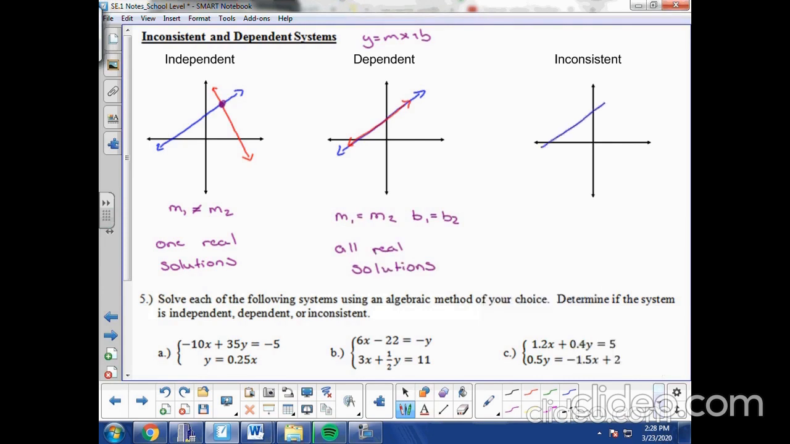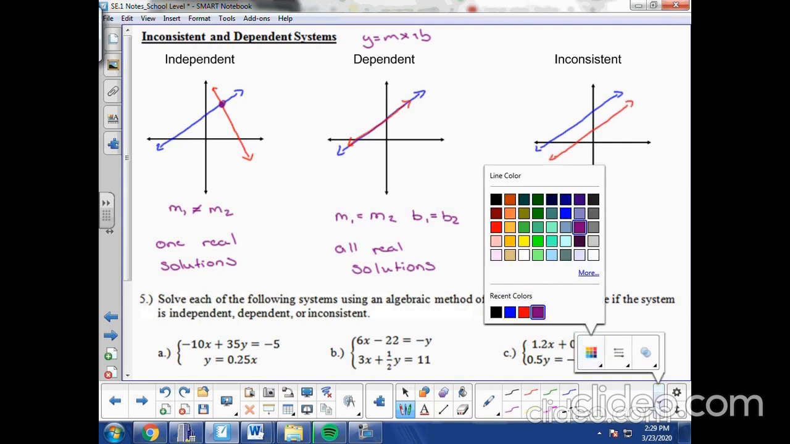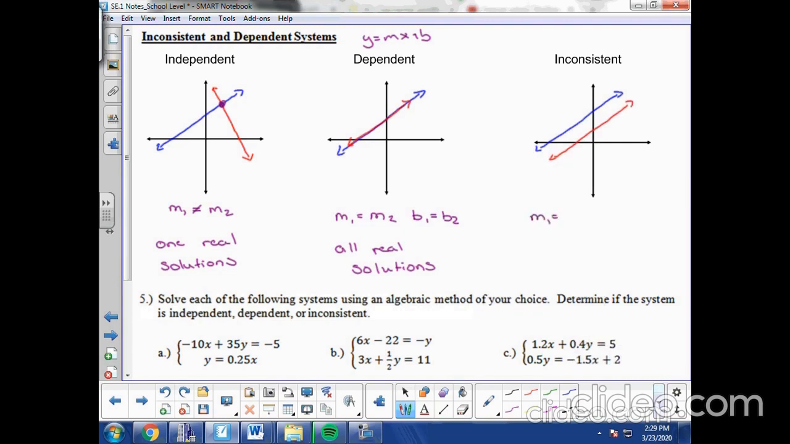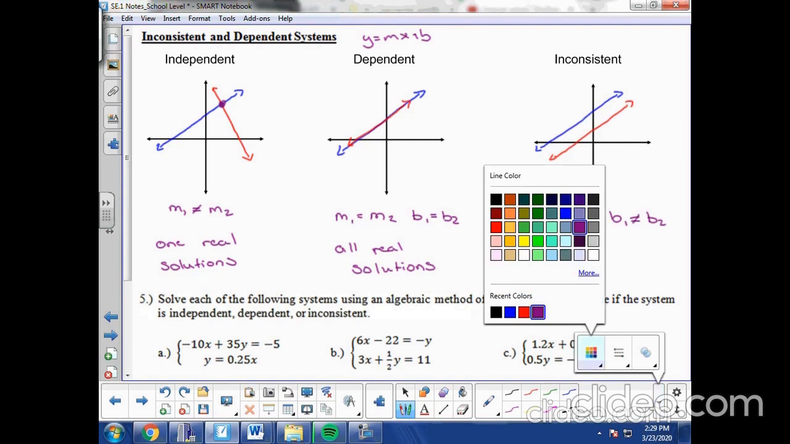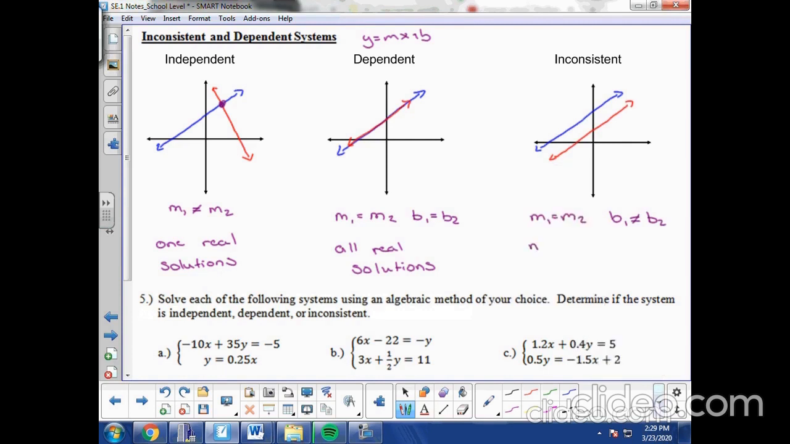We could also have what we call inconsistent equations. Let's say we have these 2 lines. It's not perfect, but you can get the idea here that these 2 lines are parallel. So their slopes are equal, but their y-intercepts are not equal. So what do we know about 2 parallel lines if they don't have the same intercept? They never intersect. So this does not have any real solutions. So most of our equations will be independent. We'll come up with one real solution. But sometimes they'll be dependent, or sometimes they'll be inconsistent.